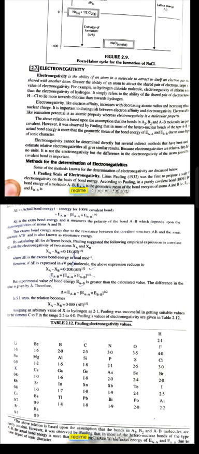Electronegativity cannot be determined directly, but several indirect methods have been used to estimate the relative electronegativity, and all give similar results. Because electronegativities are relative, they have no units. It is not the electronegativity itself but the difference in the electronegativity of the atoms joined by the covalent bond that is important.